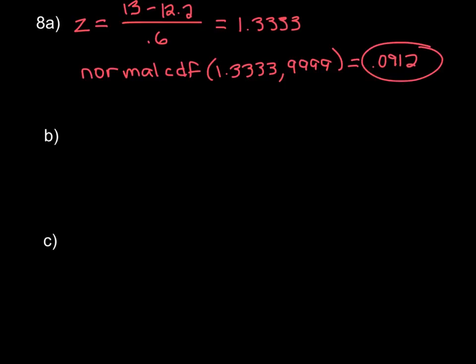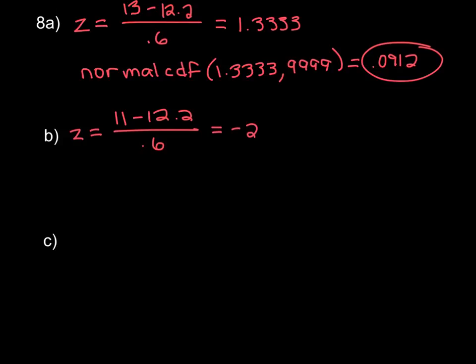Part B wants us to find the probability that the volume would be less than 11 ounces. Let's do the same thing and find the z-score that goes along with 11. So we'll do the value of 11 minus the mean of 12.2 divided by the standard deviation of 0.6, and that's actually equal to exactly -2.